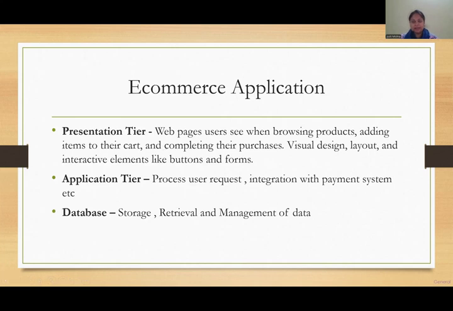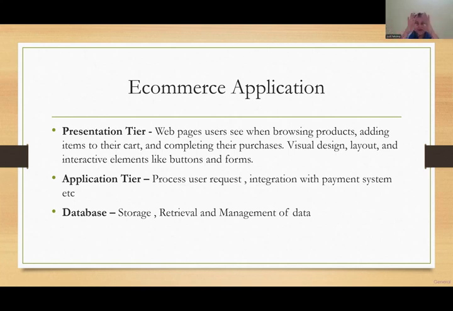So, an example like an e-commerce application. If we talk about an e-commerce application, what would be your three tiers? First would be the presentation layer, wherein it's a web page where you are able to browse the product, add items to the cart, complete the purchase. It's all about your buttons, layout, forms, navigation bar. So these are your presentation layer.